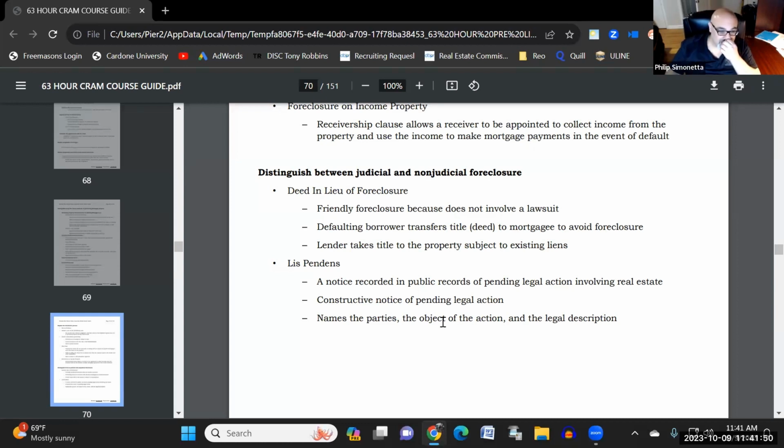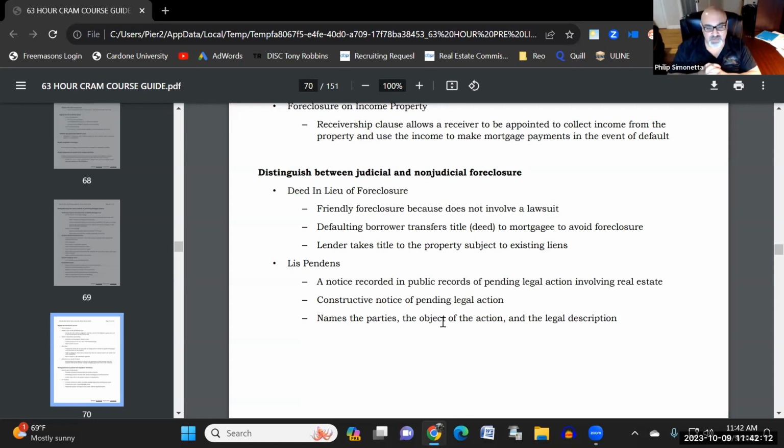Then you have a lis pendens. That's the notice recorded in the public records of pending legal action involving real estate. There's constructive notice of pending legal action. So that means it's recorded, right? That's how you know a property is being foreclosed on. That's how we get our list, right? It gets recorded, and the next day we see, oh wow, this property is foreclosing, right?